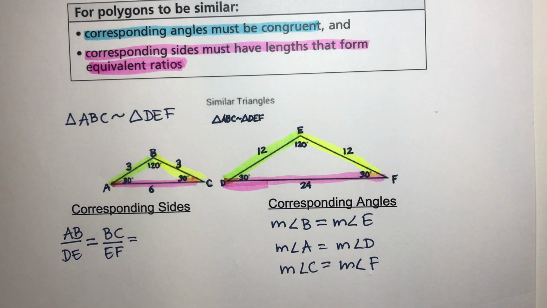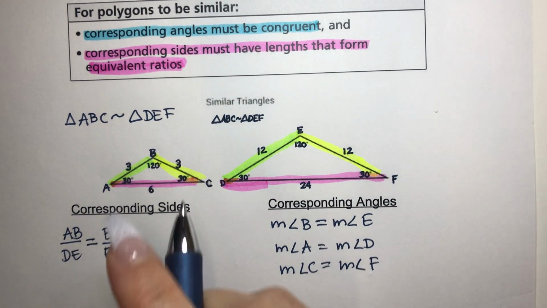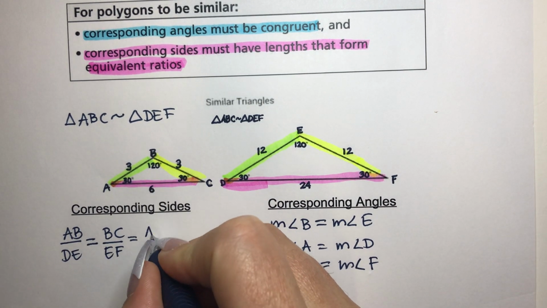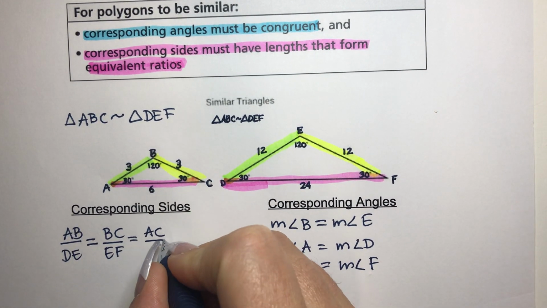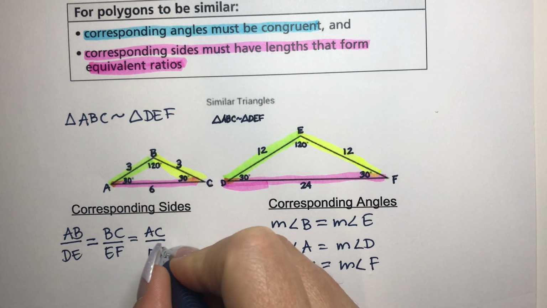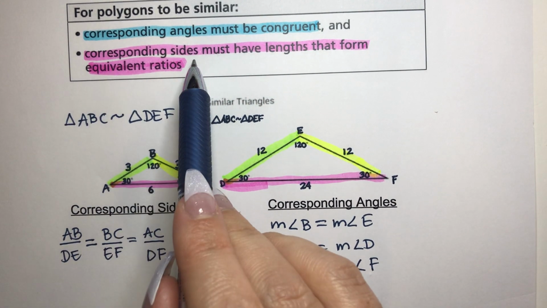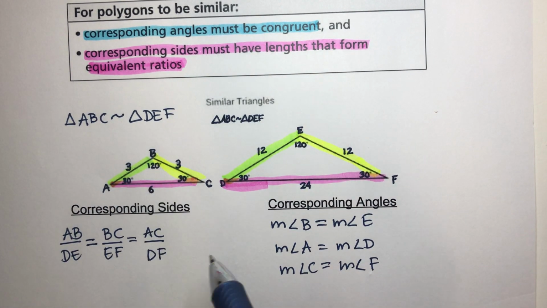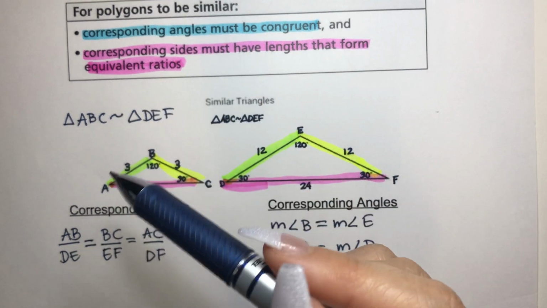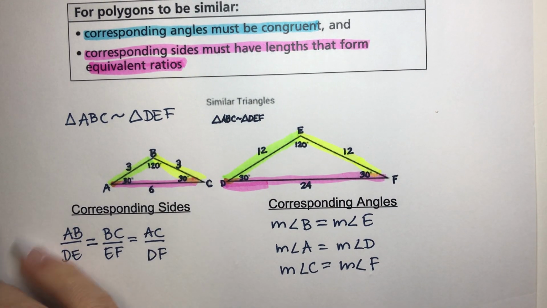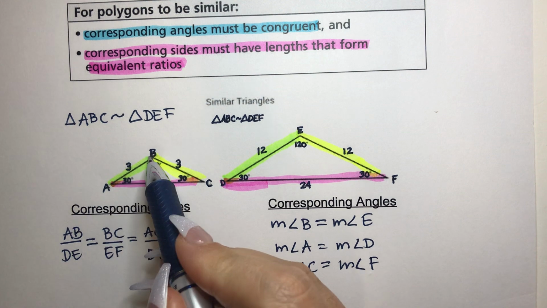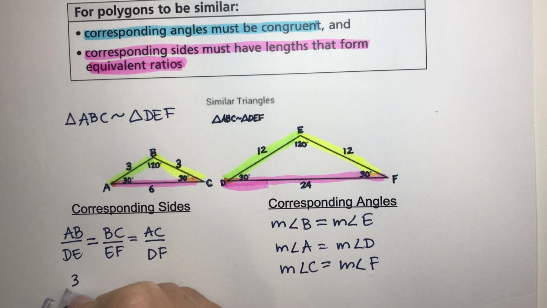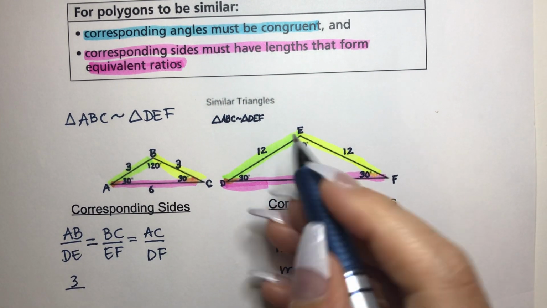Okay? Okay, so AC and DF. Now, this says that the corresponding sides must have lengths that form equivalent ratios. So that's what it says, but let's go ahead and figure out if it's true, okay? So when we look at AB, AB is 3. What is DE? DE is 12.